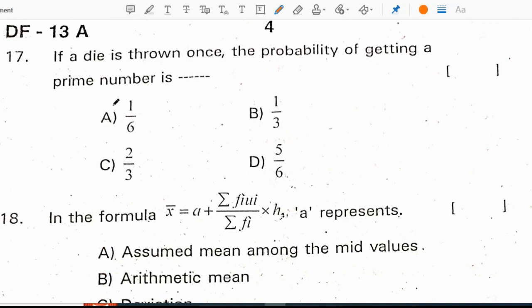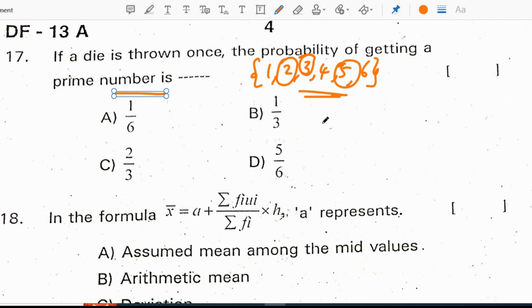If a die is thrown once, the probability of getting a prime number. So if a die is thrown once, we have these possible outcomes: 1, 2, 3, 4, 5, 6, any of them can fall. Here prime number is asked, so prime numbers are 2, 3, 5. So probability of any event is equal to number of favorable outcomes by total number of possible outcomes. Here there are 3 favorable outcomes, by total number of possible outcomes 6. So 3 by 6 is nothing but 1 by 2.